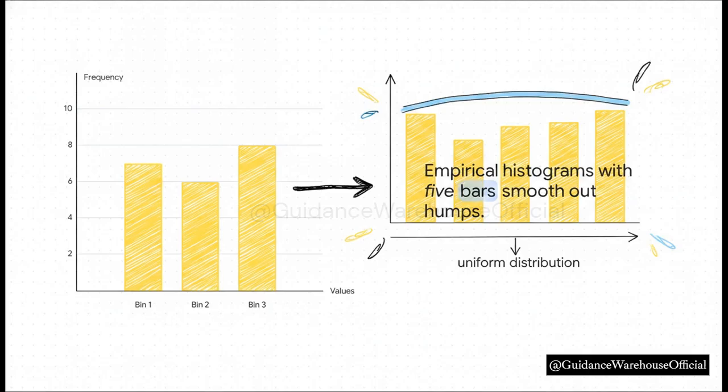If we group that exact same data into just a 5-bar histogram, it smooths out all those weird humps. It really starts to look a lot flatter. In fact, if you try to draw a smooth imaginary curve right over the top of this one, it looks much, much closer to that straight horizontal line we expect from a uniform distribution.